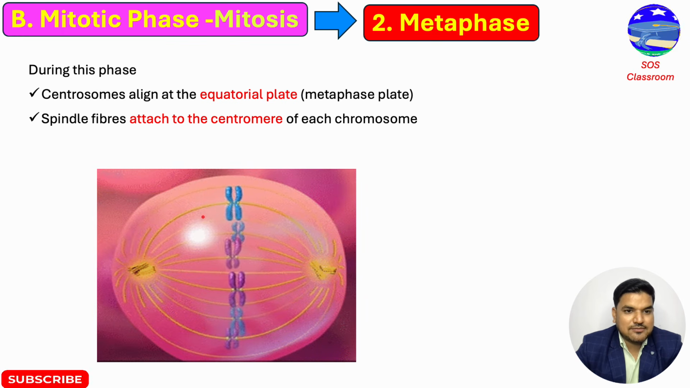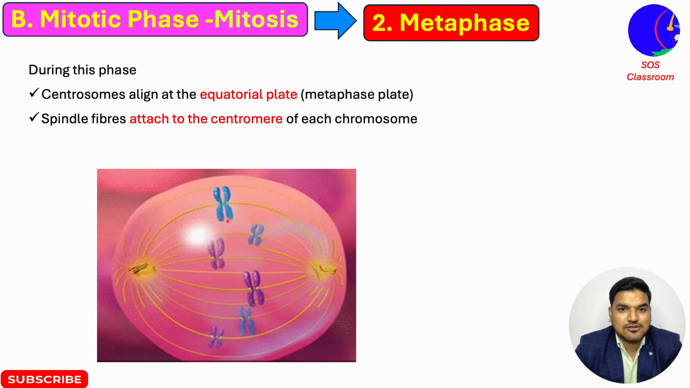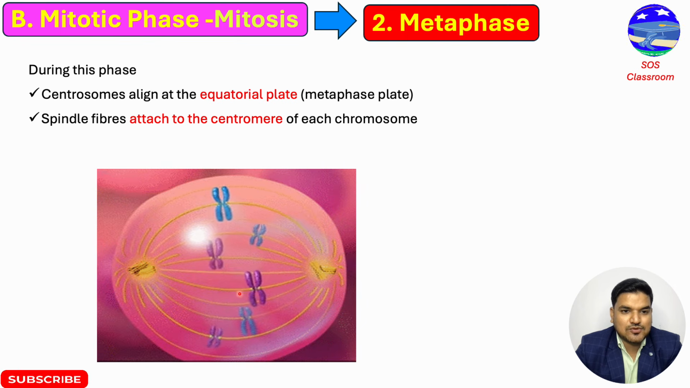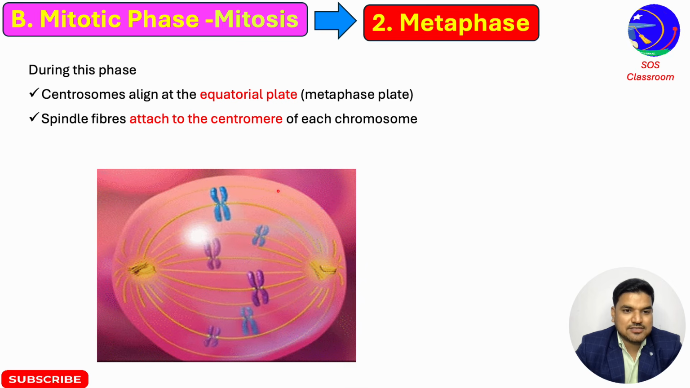Spindle fibers attach to the chromosome through a special type of protein called kinetochore protein. So kinetochore protein helps attach the spindle fibers to the chromosomes. So in this stage, all the chromosomes are aligned at the center. You can see the alignment at the center, and this is called the equatorial plate or metaphase plate.